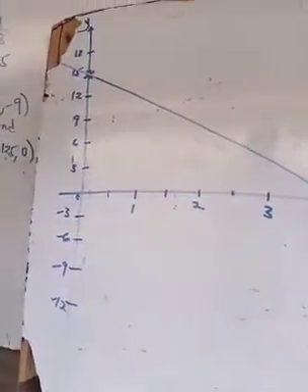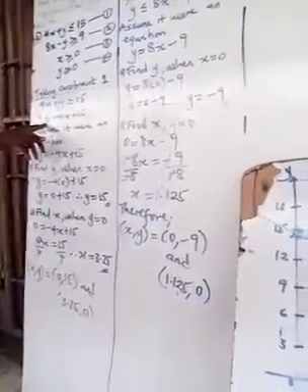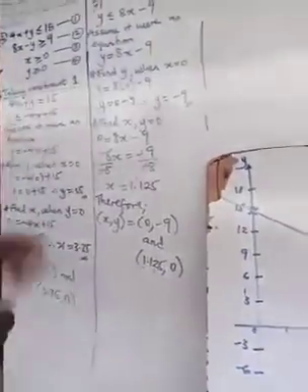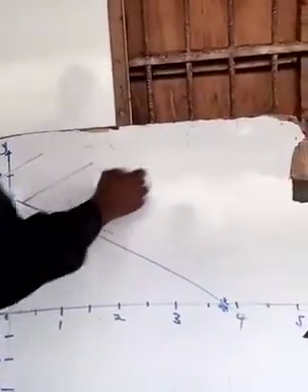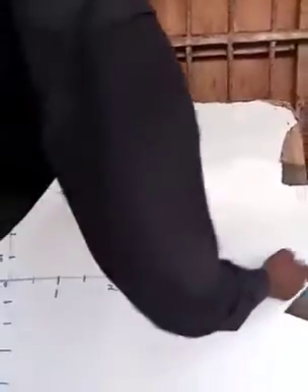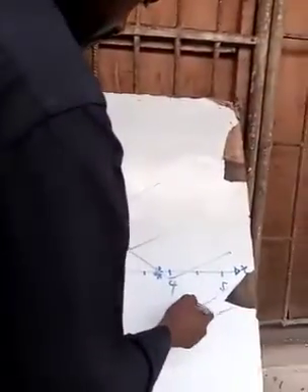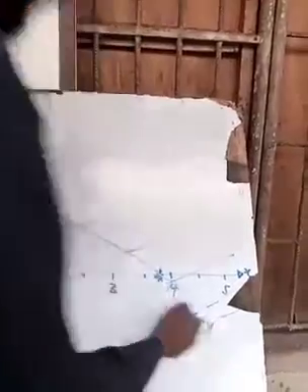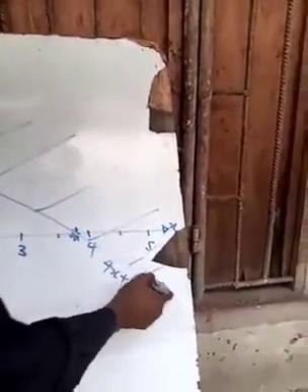For the first constraint, it is less than or equals to, so that means we are interested in the part below the line. This line is for 4x plus y less than or equals to 15.